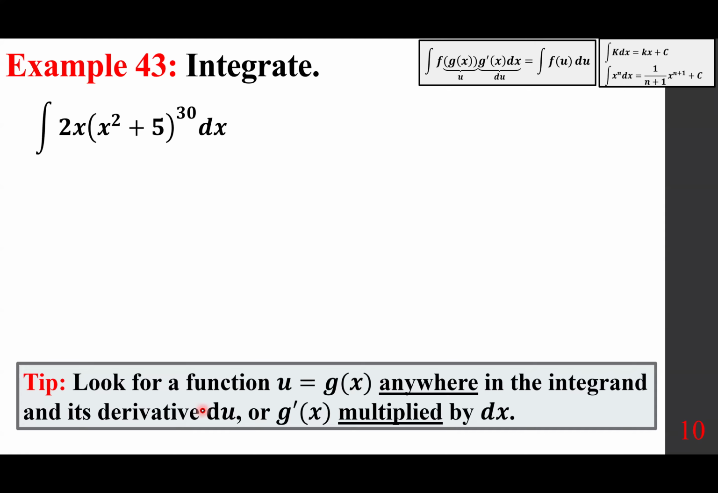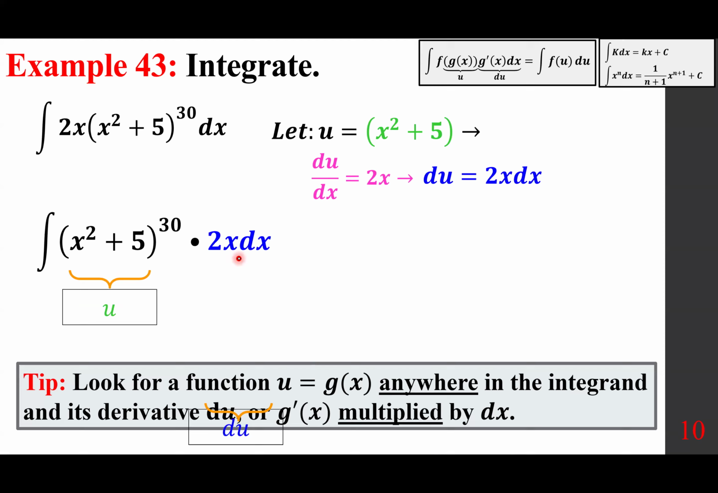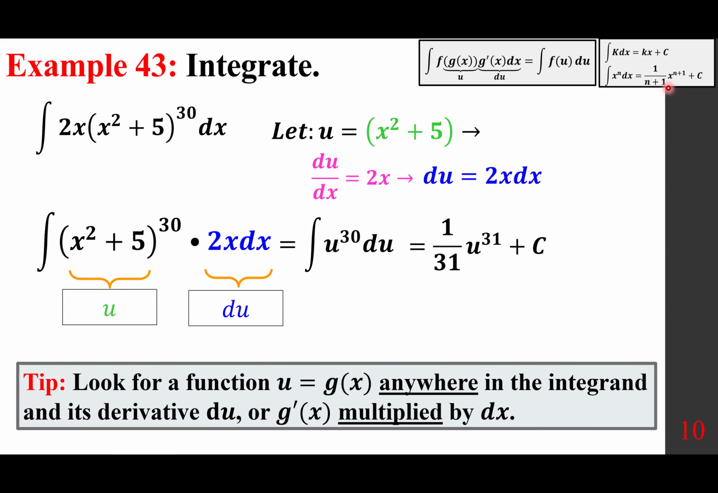So having said that, when you have polynomials, the more complicated one, in this case x squared plus 5, is a choice of u. As you know, if you differentiate, you get 2x. That means du is 2x dx. We move the 2x so it becomes clear for the reader that this is u, this is du. So we are looking at u to the power of 30 du, which follows the power rule. 1 over 31 u to the power of 31 plus a constant. Reverse substitution gives us the final answer.